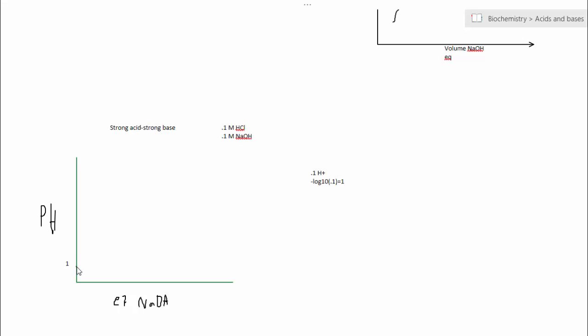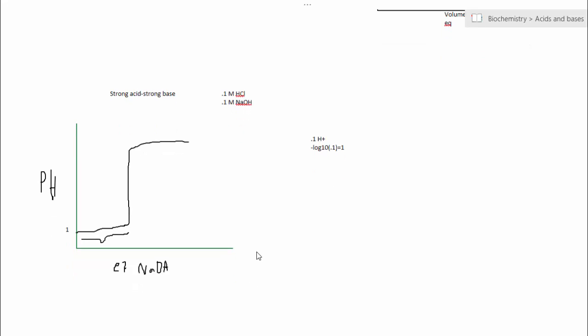As we are adding the base, the pH slowly rises until a certain point where it sharply increases to the basic area and then goes back to a plateau phase where it barely changes. This first region, the acidic plateau, let's name it, is because we are adding NaOH, yes, but the NaOH we are adding is being neutralized by the HCl already there.